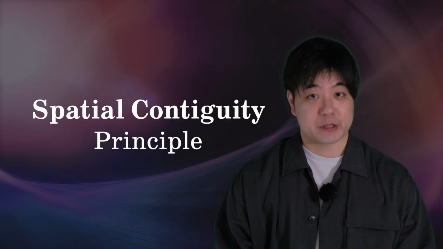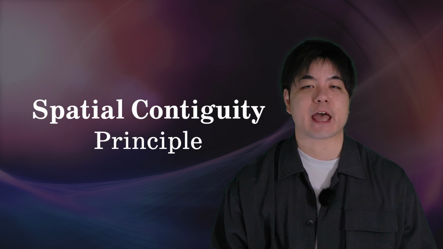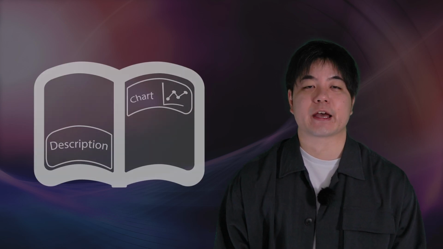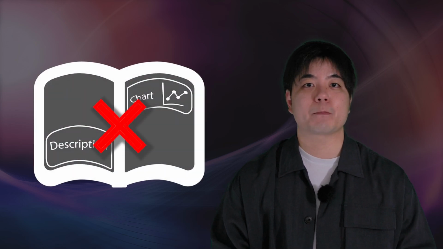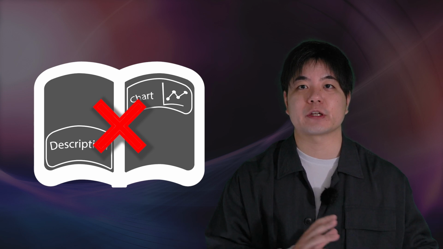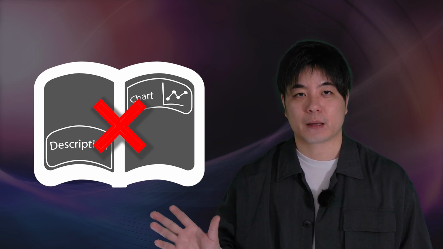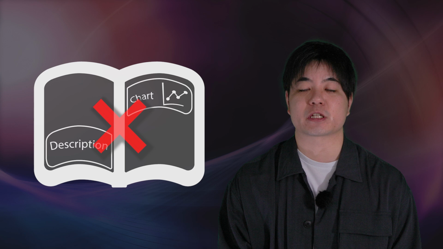The fourth principle is the spatial contiguity principle. This principle suggests that related text and graphics should be placed close to each other. For example, a poor example would be a textbook that has an explanation on one page and its corresponding diagram on the next page. Placing them together is much more effective.